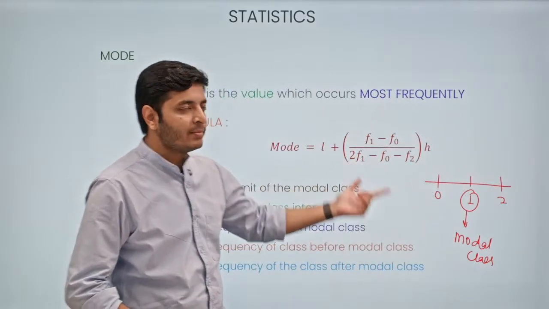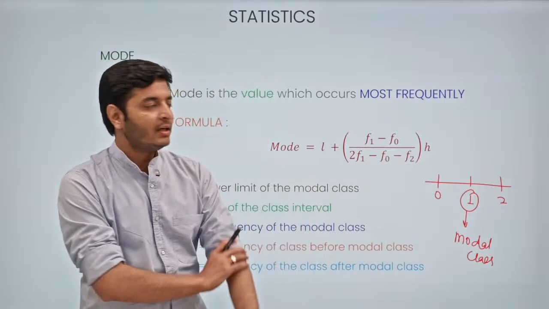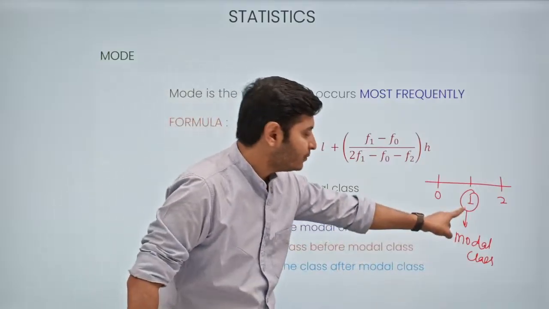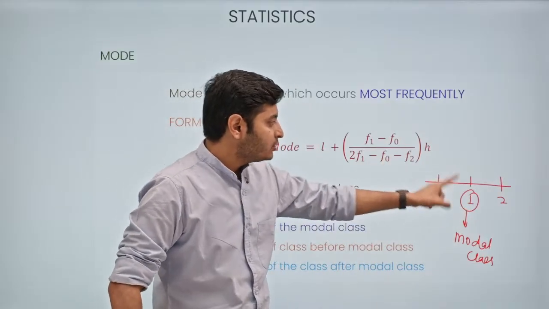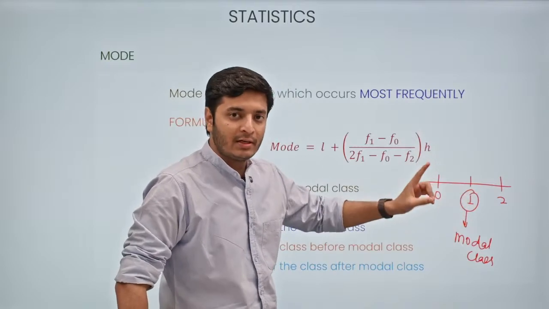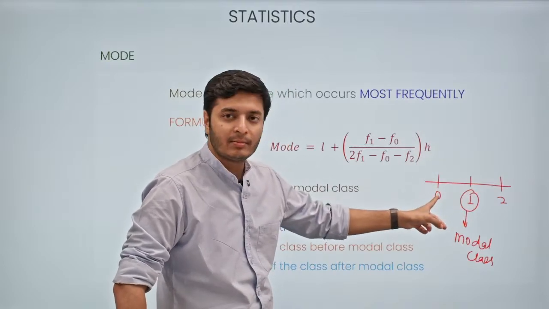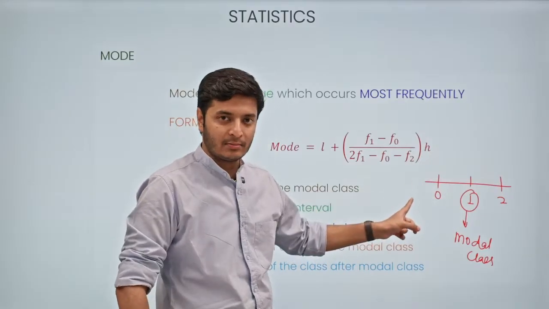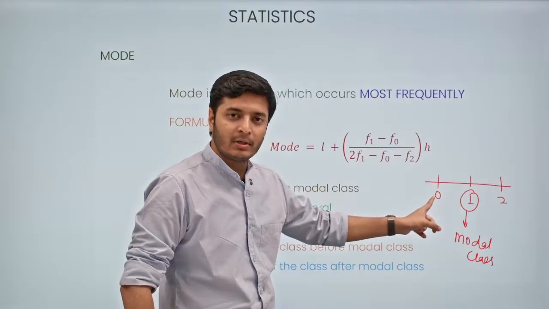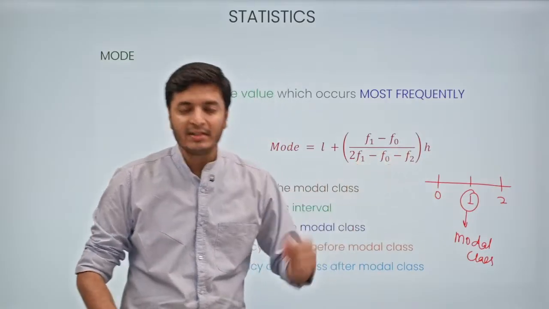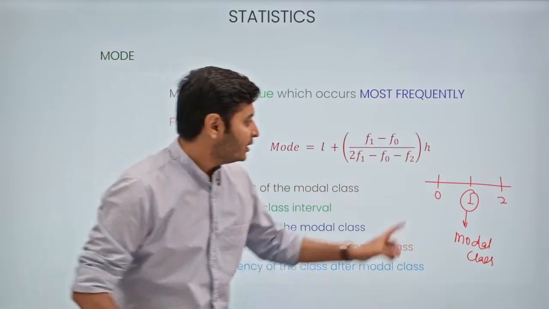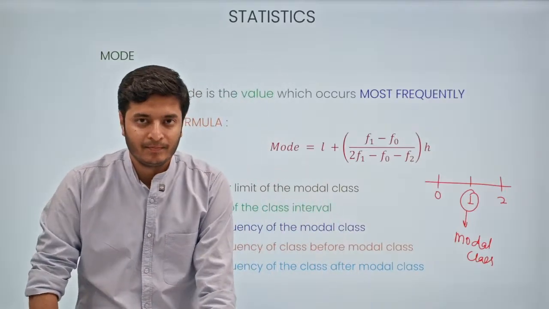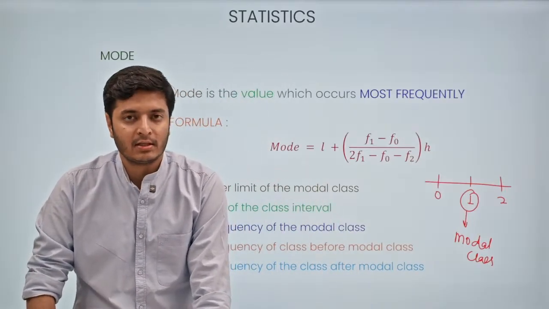So just to remember the formula easily, we are creating the namings like this: F1, frequency of model class, minus F0. From F0 you will understand that we need to look at the frequency of the class previous to the model class, correct? Because 0 is a number which is preceding 1, correct? Then F2, we are talking about the class interval that is next. So we need to consider the frequency of the next class interval.